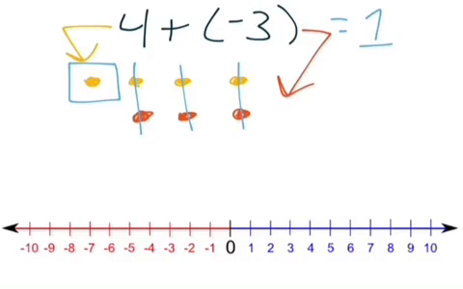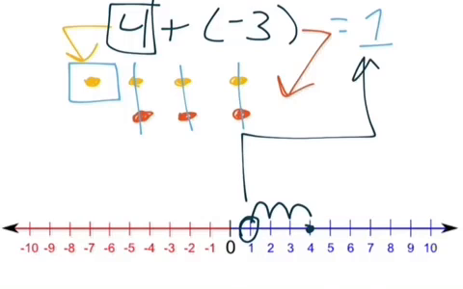If I model this on a number line, I'm starting at positive 4 because that's where I was right here, positive 4. And then I'm going to add a negative to that. Now if I added a positive 3, I would move 3 spaces that direction. But I'm adding a negative 3. So I'm going to come back 3 places and stop right there at positive 1, which is going to match the answer that I got right there.